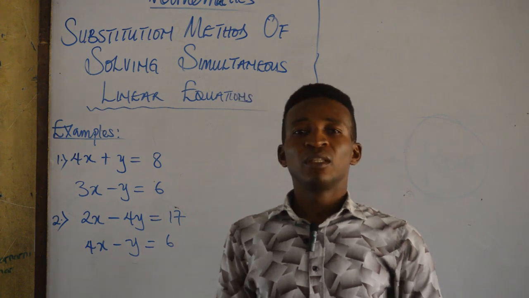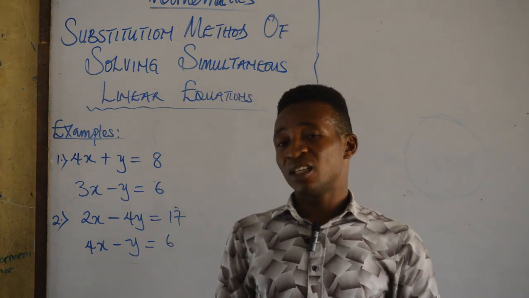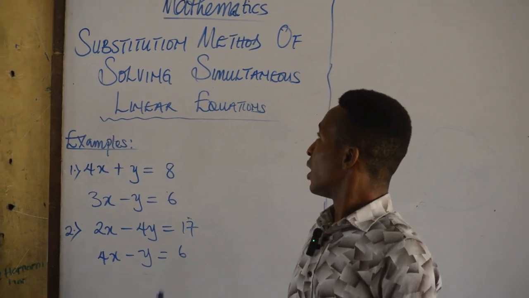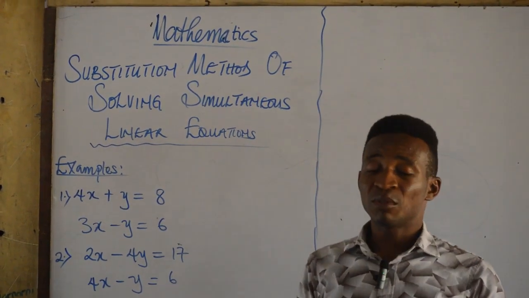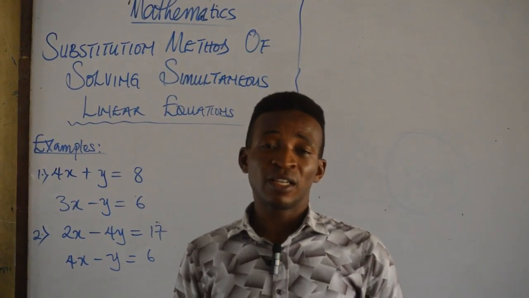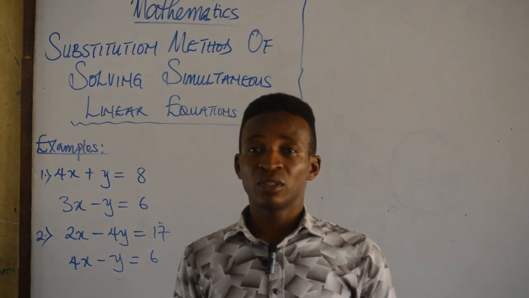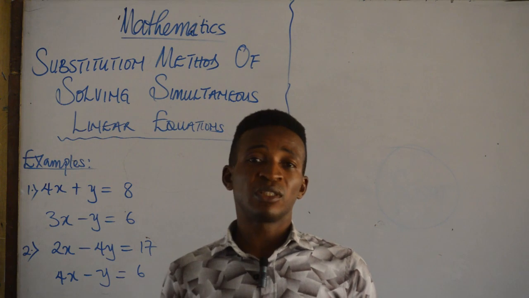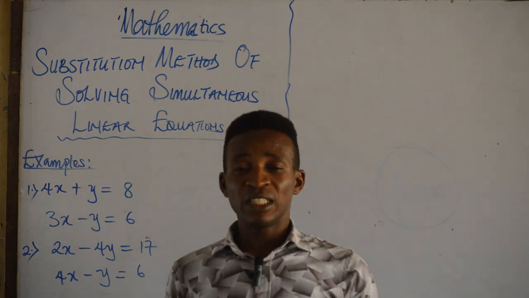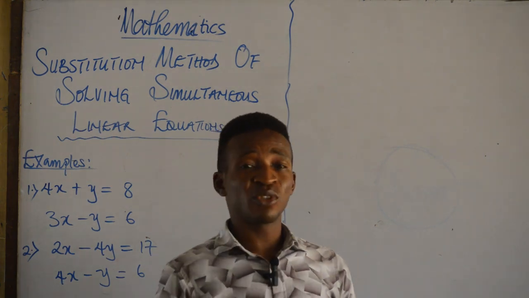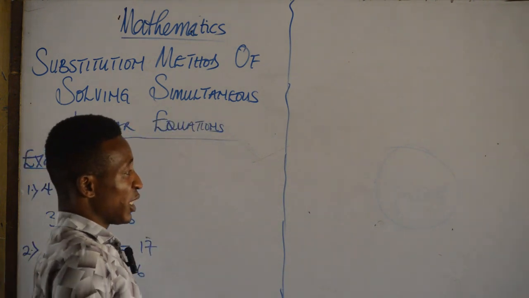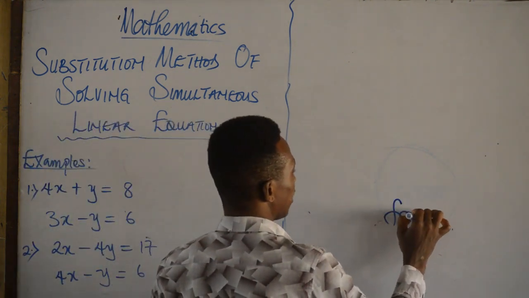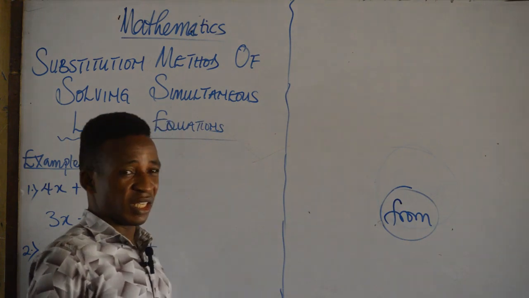All right, good pals. For today's class, we are going to be taking the substitution method of solving simultaneous linear equations. In our last class, we treated the elimination method. So the two methods we are going to be considering are just the elimination method and the substitution method. For the substitution method today, we are going to be making use of this word. Let me explain the concept of this word.